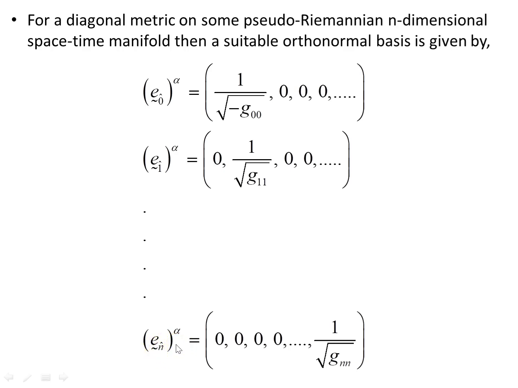In 4-dimensional space-time, you're going to have a time component, the first spatial component, the second spatial component, and then the third spatial component. So in 4 dimensions, you have 4 of these orthonormal basis components. But in n-dimensional space, you can go all the way up to n. But here's the general rule given some pseudo-Riemannian n-dimensional space-time manifold. Here are the components.